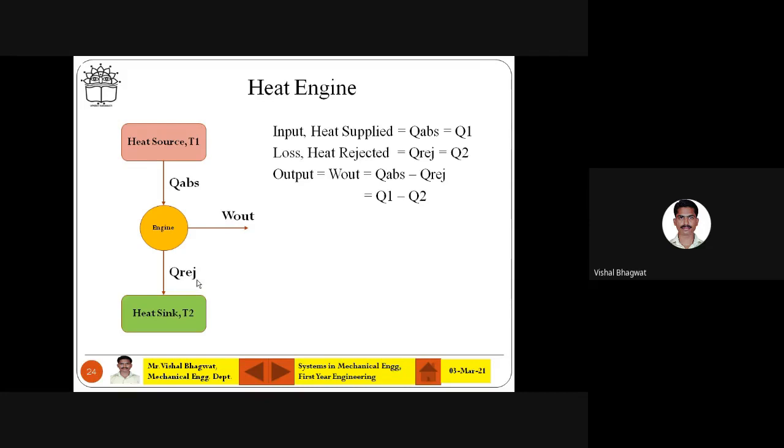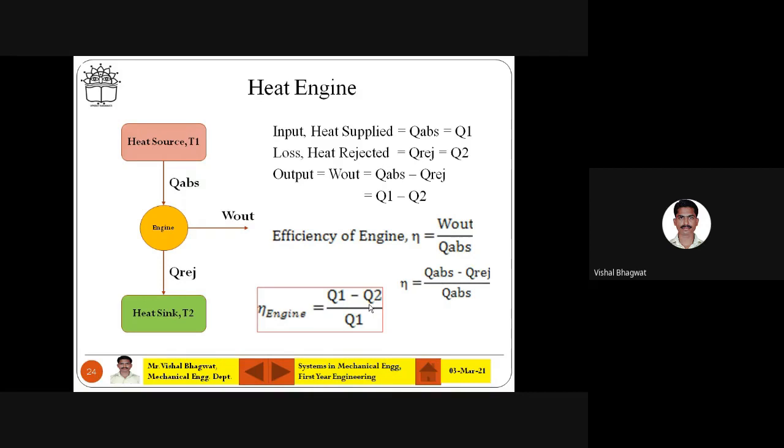Heat rejected is Q2. So what is the efficiency of the engine in that case? It is happening with the natural rule, heat transfer from T1 to T2. T1 is the higher temperature, T2 is the lower temperature. So efficiency is work output divided by heat supplied. Heat supplied is Q1 and work output is Q1 minus Q2. So efficiency is basically Q1 minus Q2 divided by Q1, or Q absorbed minus Q rejected divided by Q absorbed. This is the efficiency of the heat engine.